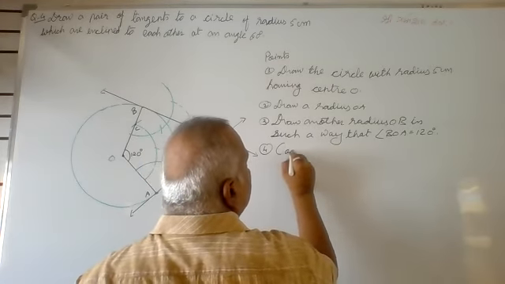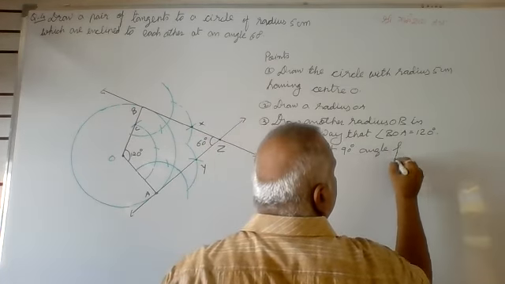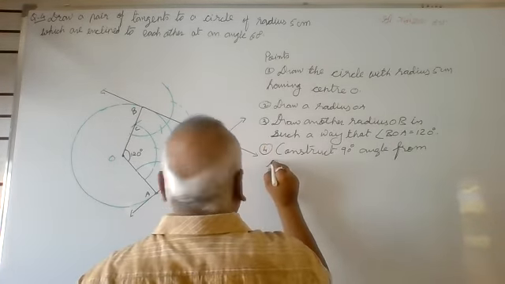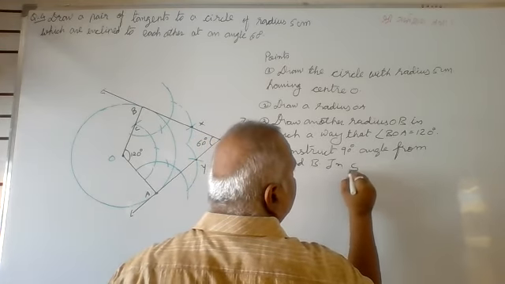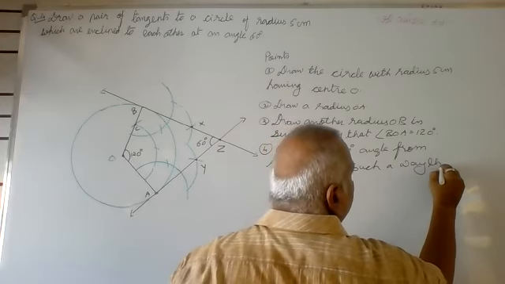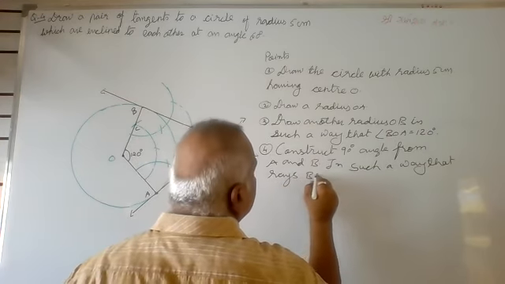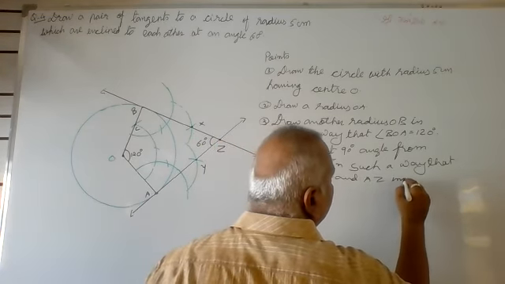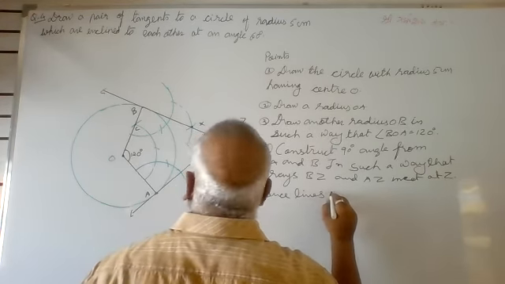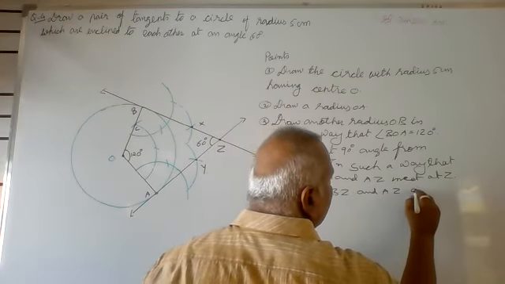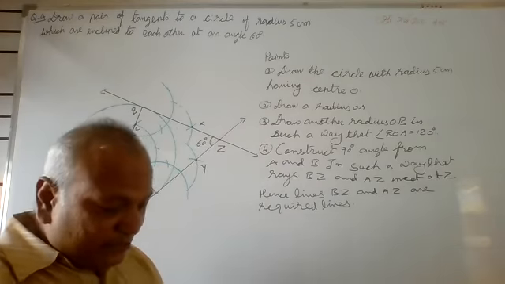Number 4, construct a 90 degree angle from A and B in such a way that rays BZ and AZ meet at Z. Hence, lines BZ and AZ are the required lines. I hope friends you understand this construction.